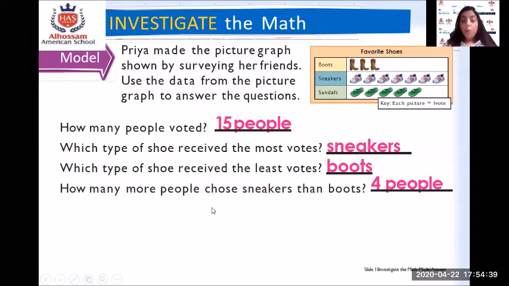How many more people chose sneakers than boots? I'm going to subtract. People who chose sneakers are 7, minus people who chose boots are 3. So 7 minus 3 equals 4. Good job.